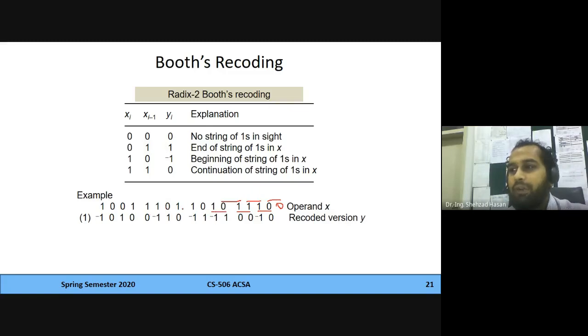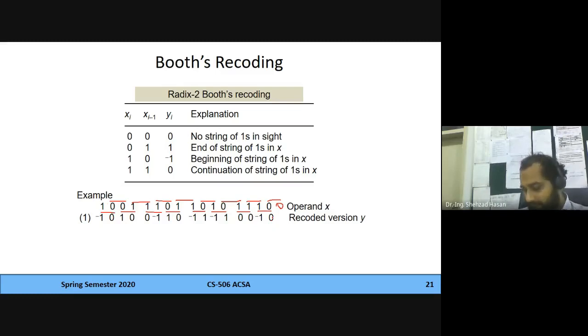And likewise we can do it for the rest. We are going to look at 2 bits, except for the first time we are going to take 1 more extra bit ourselves. So 1, 0 is minus 1, 1, 1 is 0, 0, 1 is 1, 1, 0 is minus 1, and 1, 1 is 0, and 1, 1 is 0, and 0, 1 is 1, and 0, 0 is 0, and in the end we have 1, 0, which is minus 1. So this is a recoded form.